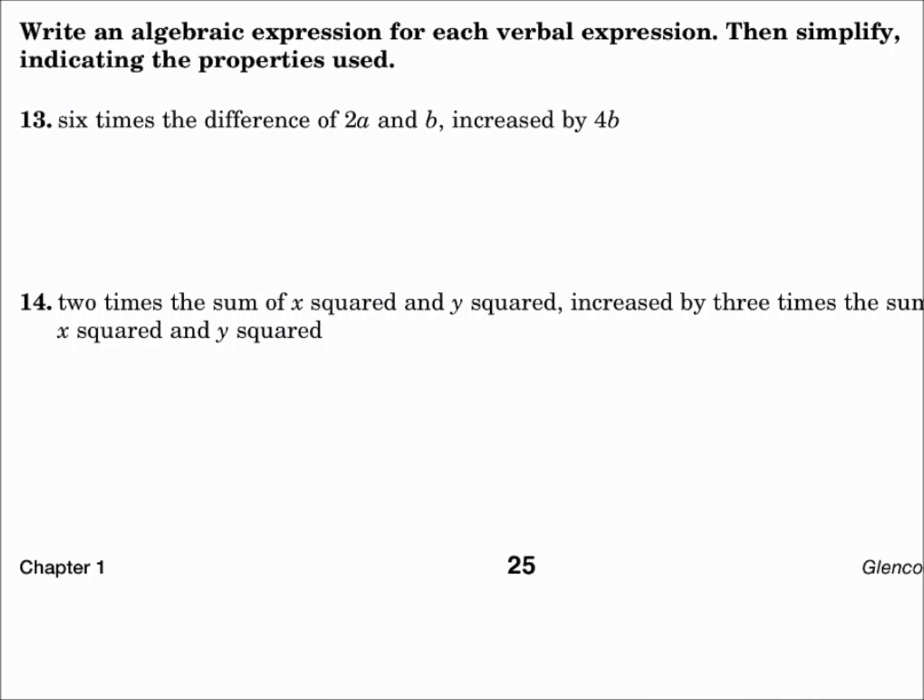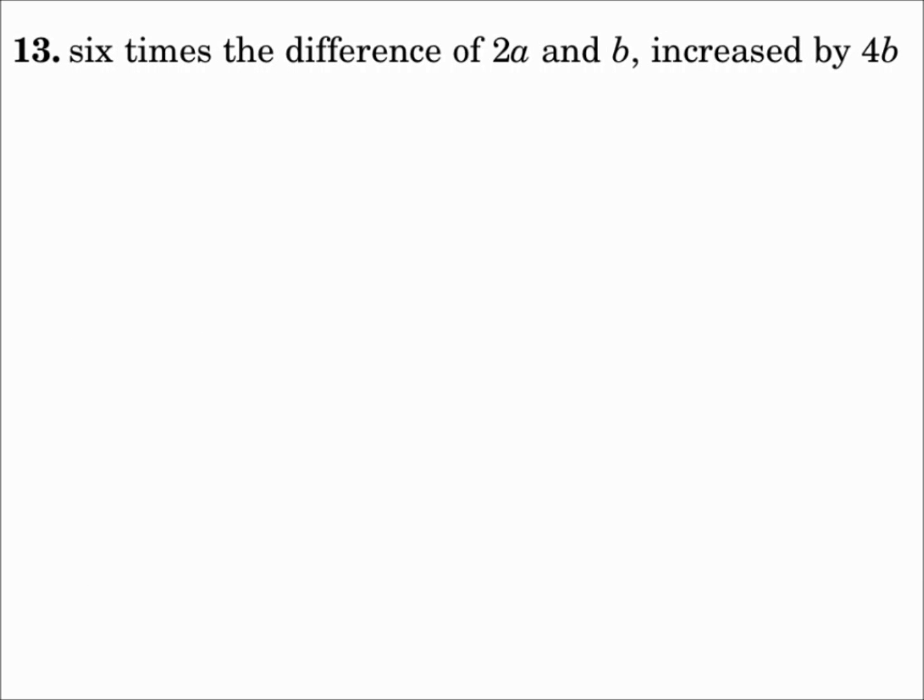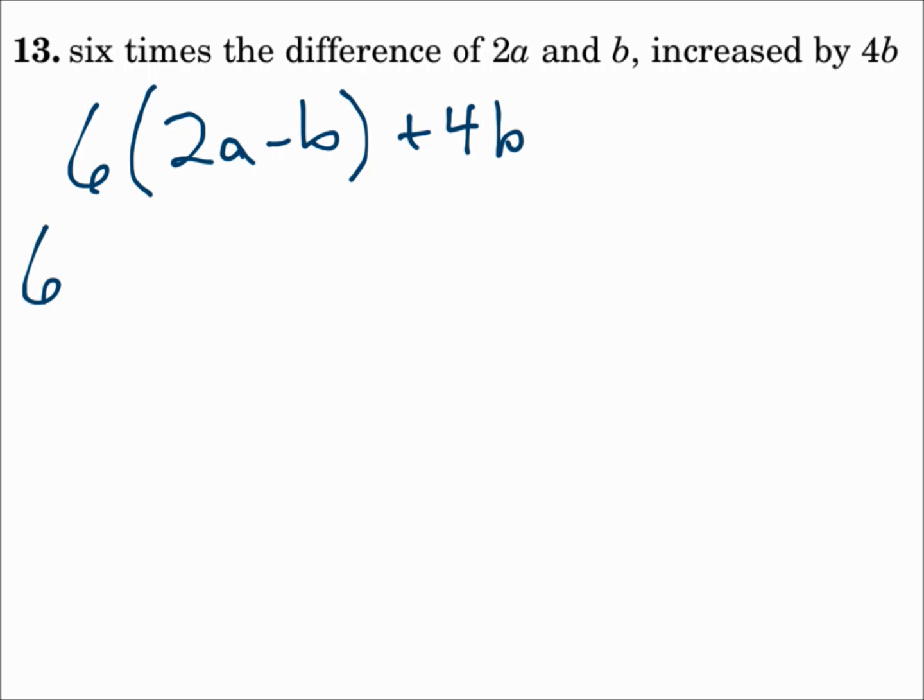Write an algebraic expression for each verbal expression, then simplify, indicating the properties used. 6 times the difference of 2a and b increased by 4b. Well, it's 6 times something. It's times a difference. What's being subtracted? 2a minus b. Increased by means add. Increased by 4b. Now simplify.